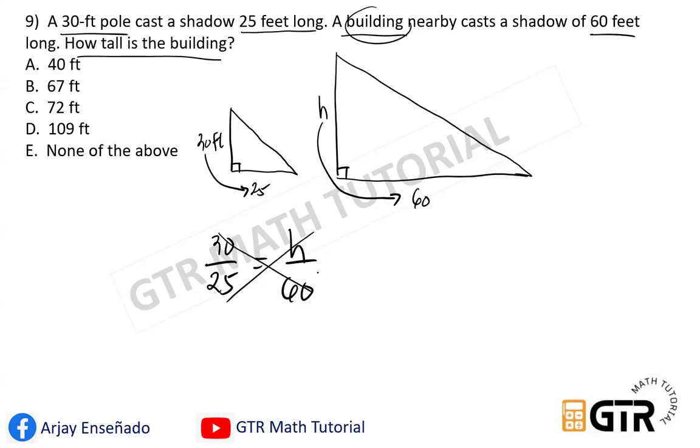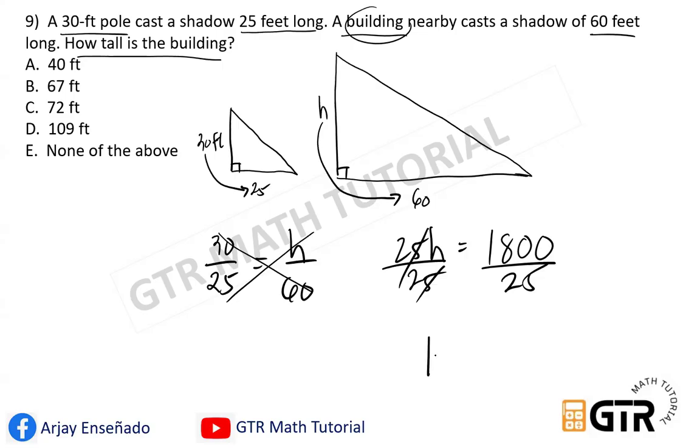So we have 25 times h. We have 25h equals 30 times 60. So 30 times 60: let's multiply 3 times 6, that is equal to 18, and then we have 2 zeros. So therefore, 1,800. Then to solve for h, divide both sides by 25.